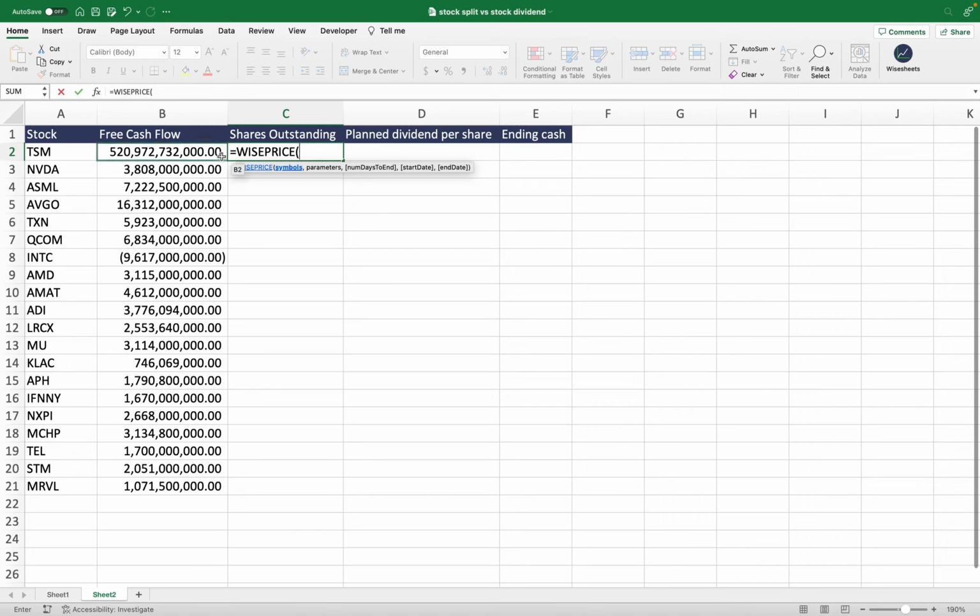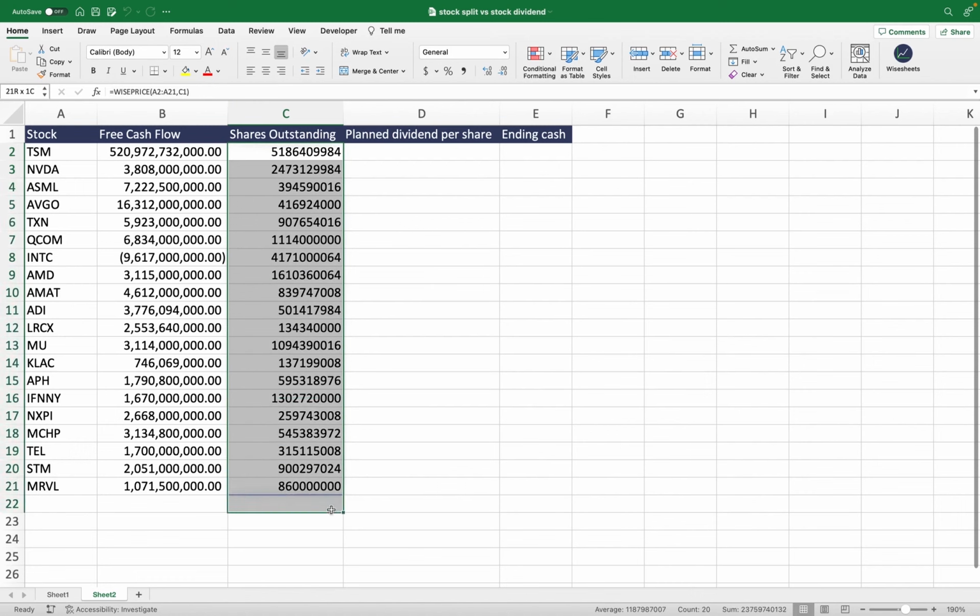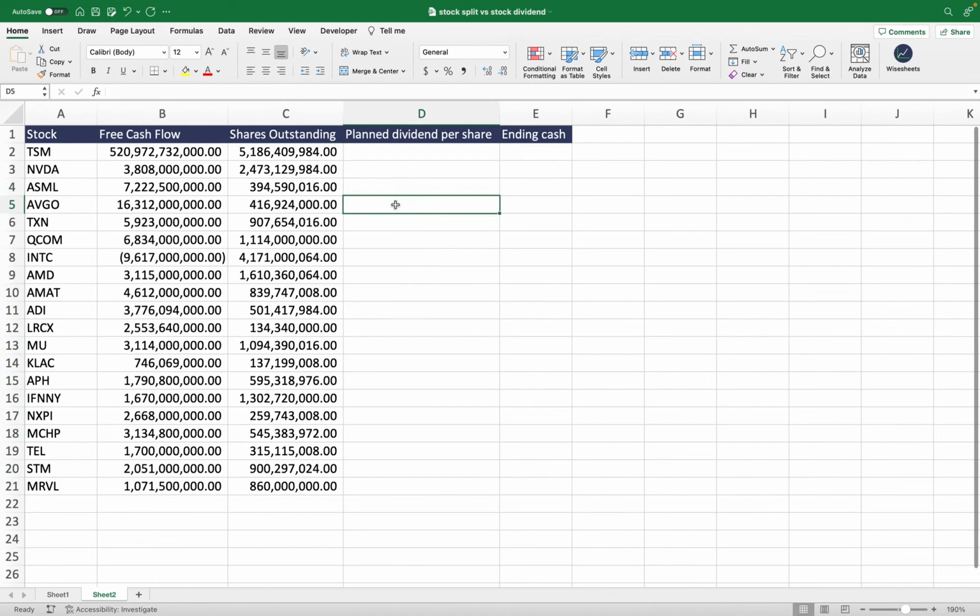So we're going to use the WSPress function for that. Select this list of symbols, and then what we're looking for is the shares outstanding, so we're just going to select this. And just like that, you're going to be able to get the real-time number of shares outstanding for each of these companies. Now we're just going to make up a random number for each company.